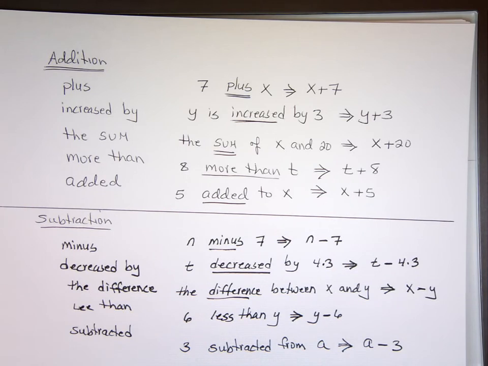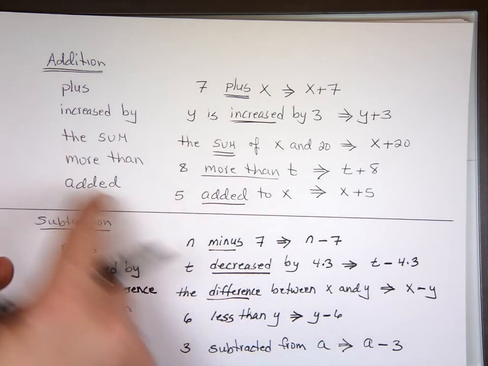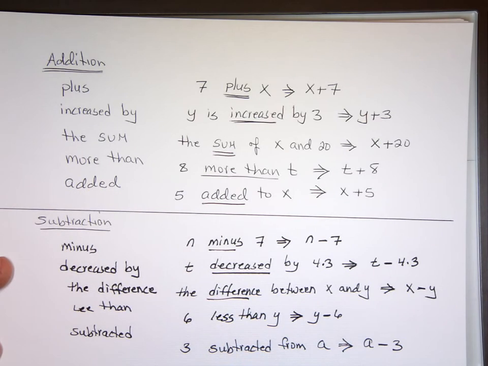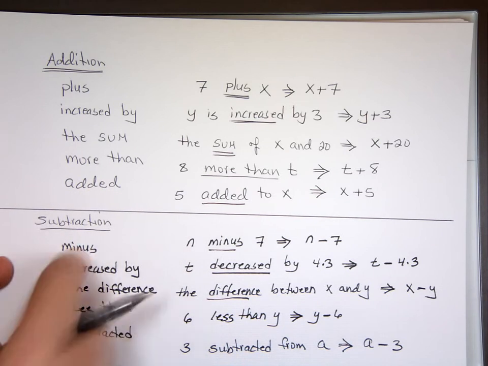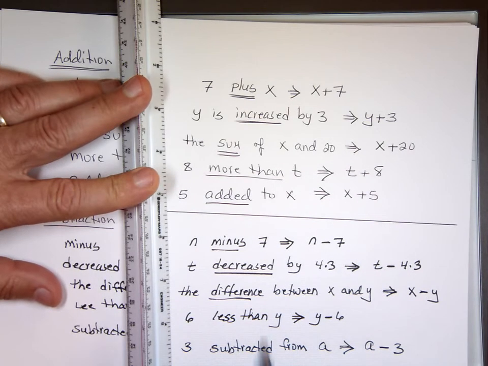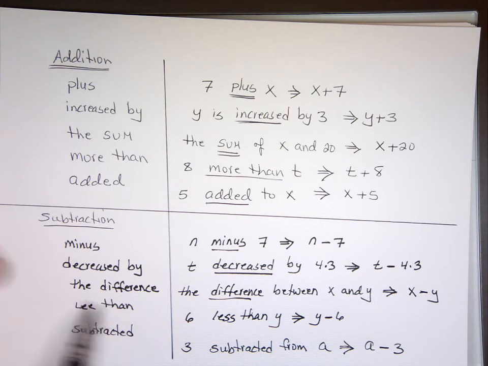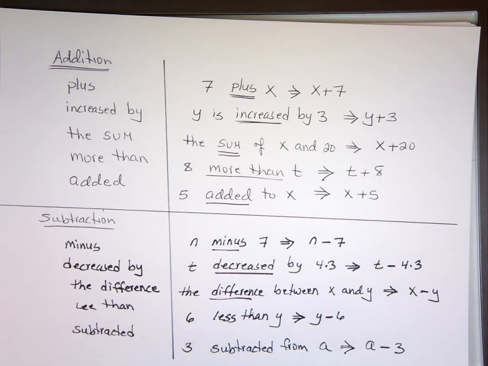So that's how we know we have addition or subtraction. We look for keywords. Increased, plus, sum, more than, added. All of these mean addition. Subtraction: minus, decreased by, decrease, the difference, less than, and subtracted.